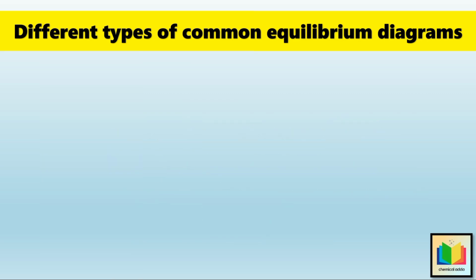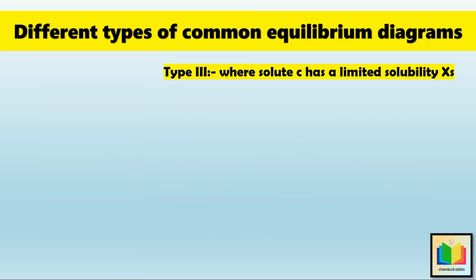Now, let's move on to the third type of equilibrium diagram, where the solute C has limited solubility in the solvent, and excess solute may even crystallize out. Which means that solute C can dissolve in solvent only up to a certain maximum concentration. And once this saturation point is reached, it is not possible for any solution to have a higher concentration of solute C. If additional solute is added beyond this, it will no longer dissolve in the solvent, and will remain in the system as undissolved solid particles.